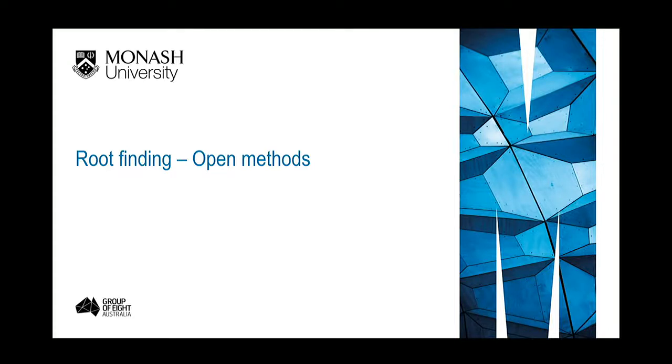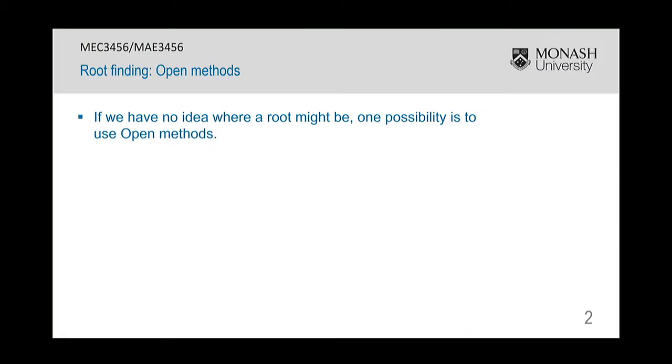The second broad class of methods for finding roots of one-dimensional equations are known as open methods. If we have no idea where the root of a function might be, one possibility, in fact really almost the only possibility, is to use open methods. Open methods also have the advantage that usually they converge more rapidly than bracketed methods. Not always the case, but it's often the case. There is a downside to that, and that is that sometimes open methods can diverge. So you have to be aware of that when you're using them.